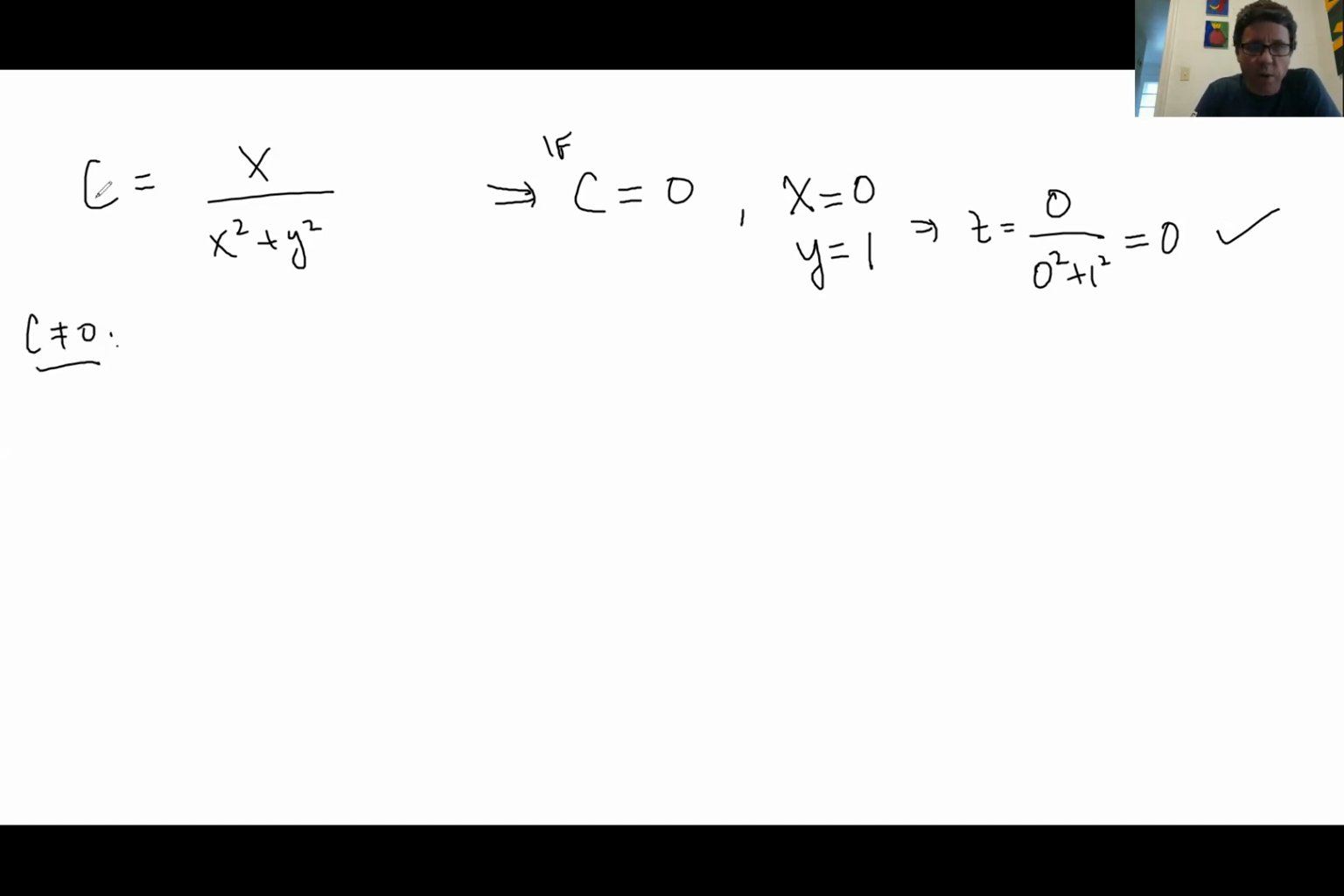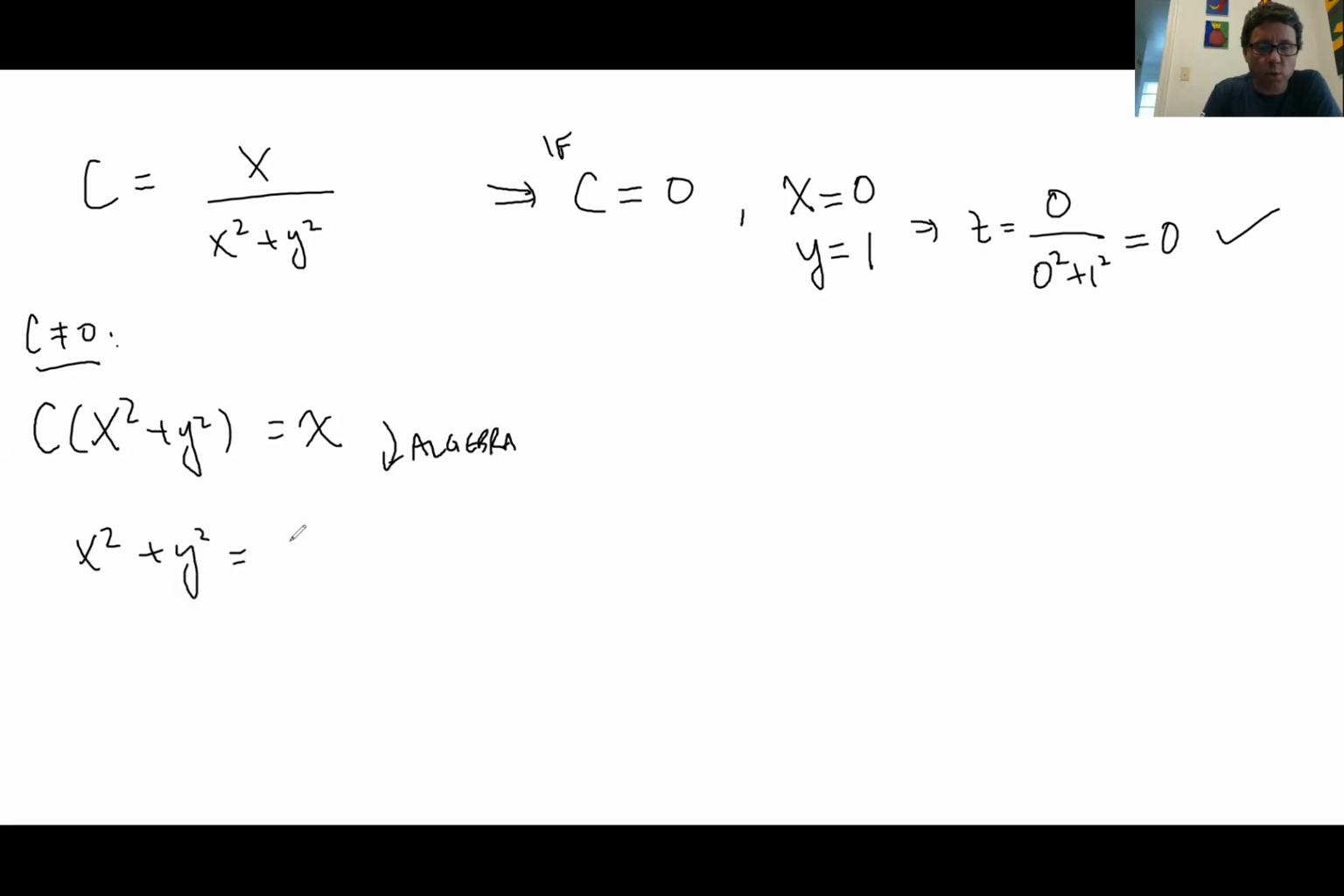And again, I'm going to probably want to divide by that. So let's see. Multiply both sides by x squared plus y squared: c times (x squared plus y squared) equals x. Still maybe not clear what that is. So we'll do a little bit of algebra here. We get x squared plus y squared equals 1 over c times x. So I'm just going to divide. And I know I can do this now because I've ruled out c being 0. So this is okay.